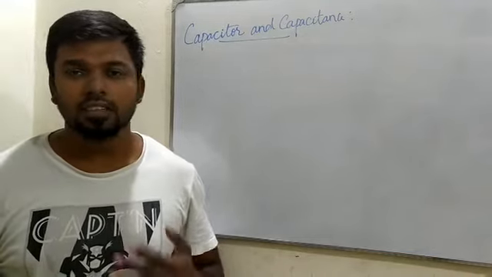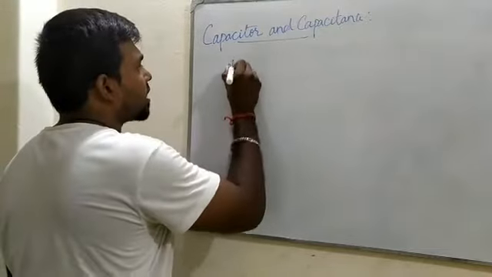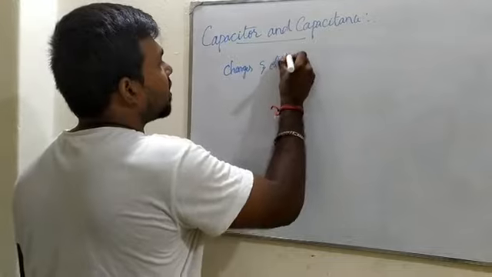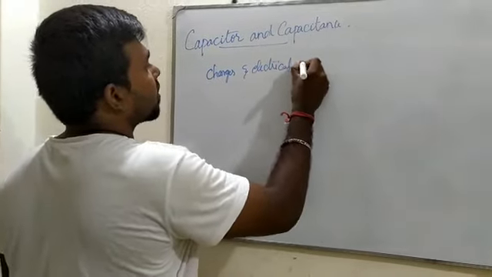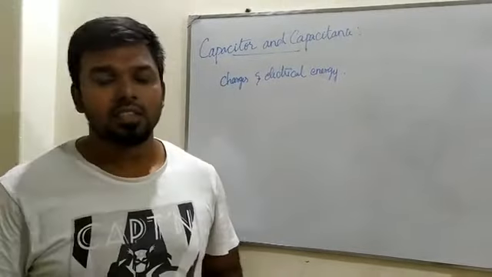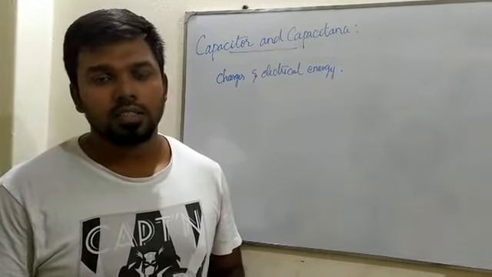Let's discuss capacitor and capacitance. Capacitors are devices which are used to store charges and electrical energy. Normally a capacitor consists of two charged objects which are separated by a small distance.